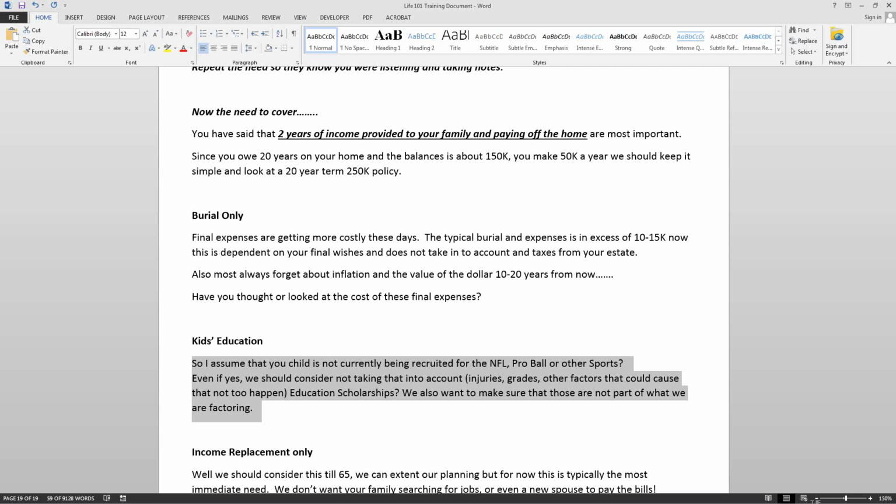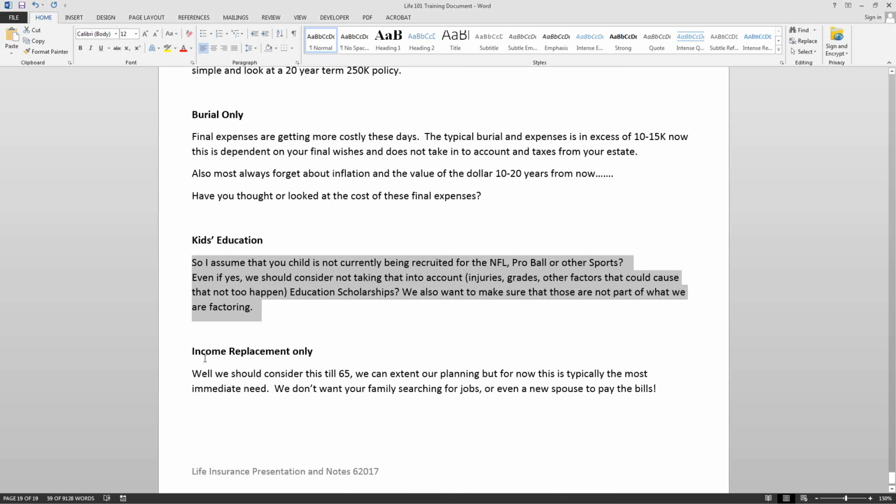Education scholarship, same kind of thing. Not that somebody is going to lose their brain, but it's nice to know that if something does happen, you've covered that kid's education or your child's education. And then in that scenario, your wife doesn't have to worry about it. Nobody does. Peace of mind, grieving. Remember that people want to grieve. And then income replacement, we've covered that as well. We don't want your family searching for new jobs or even a new spouse to pay the bills.